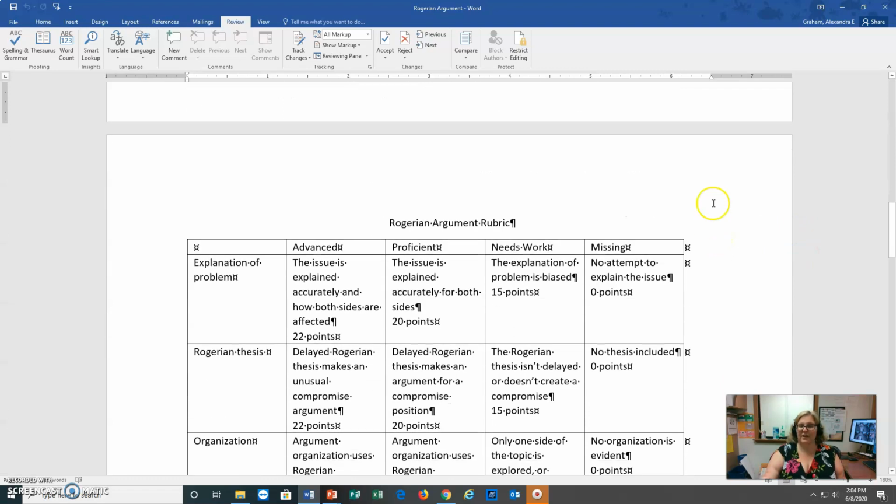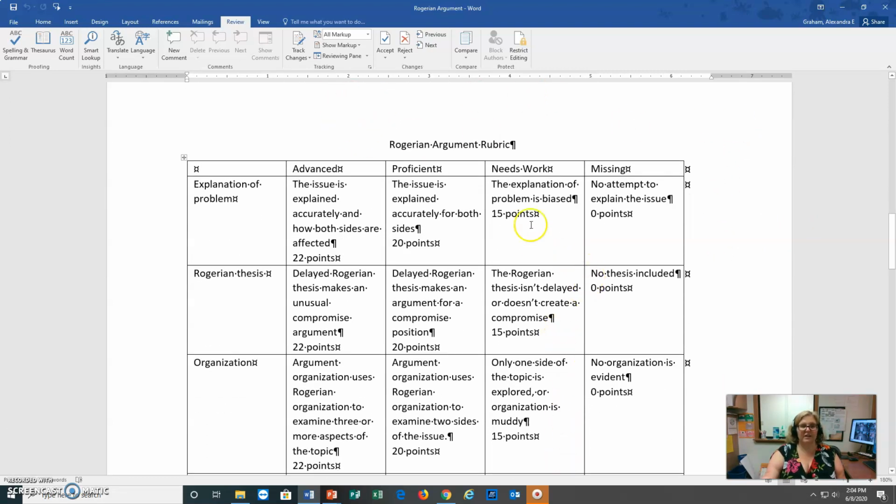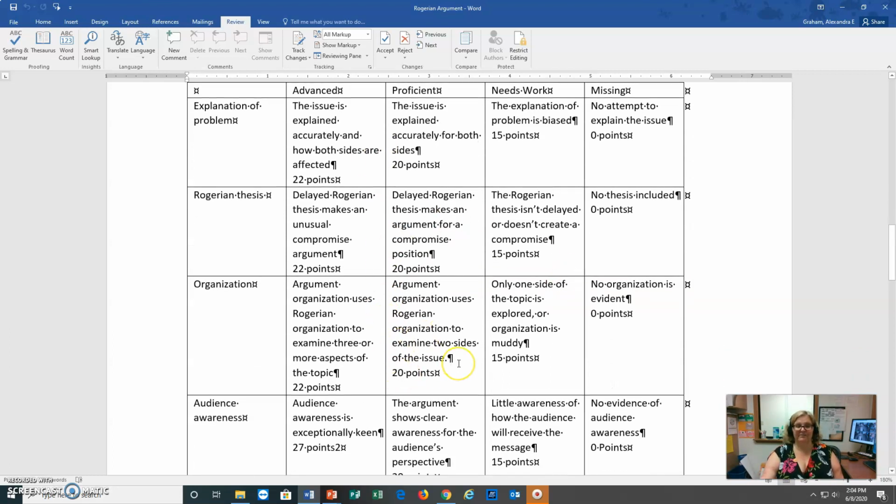So here is your rubric. The explanation of the problem. This is part of a Rogerian argument: the introduction is the explanation of the problem, so the issue is explained accurately for both sides. Now, the Rogerian thesis: the thesis is there, but it's at the end. It is a delayed thesis that makes an argument for a compromise position. Organization: it uses the right Rogerian organization. There's a lecture on this to show you exactly how to do that.